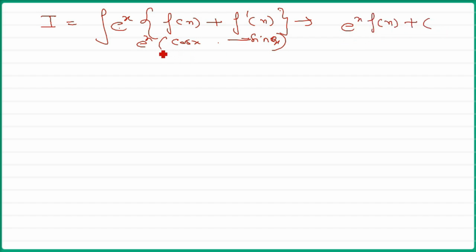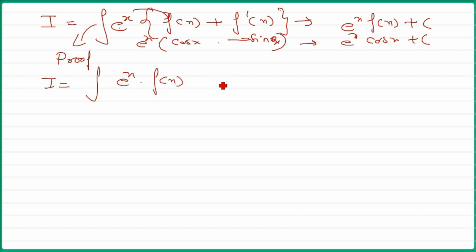That means if you follow this example, it will be directly e raised x cos x. f(x) is cos x, f dash x is negative sin x. So let's see the proof also. Now the proof will be, we'll multiply inside first. That is, the integration will become e raised x into f(x), and then we separate the other term also, integration of e raised x into f dash x.